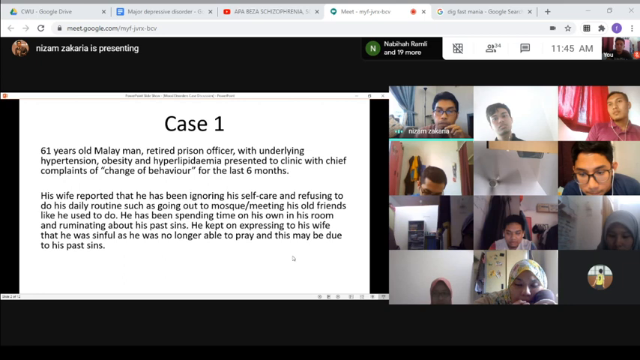Okay, so social anxiety disorder. So maknanya dia ni macam tak nak keluar rumah ni macam orang yang ada social anxiety. So maybe social anxiety is one of my differential diagnosis. Okay, lagi? Ada anxiety disorder? Ruminating about past sins. What kind of anxiety punya symptoms possible?